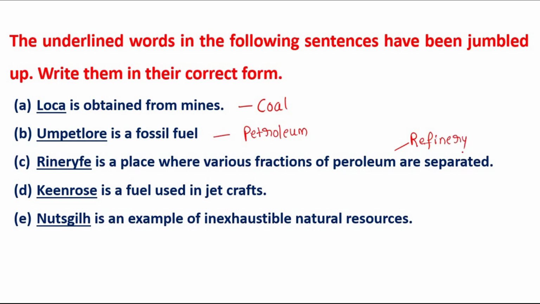D: Kerosene is a fuel used in jet crafts. E: Sunlight is an example of an inexhaustible natural resource. The correct answer is sunlight.